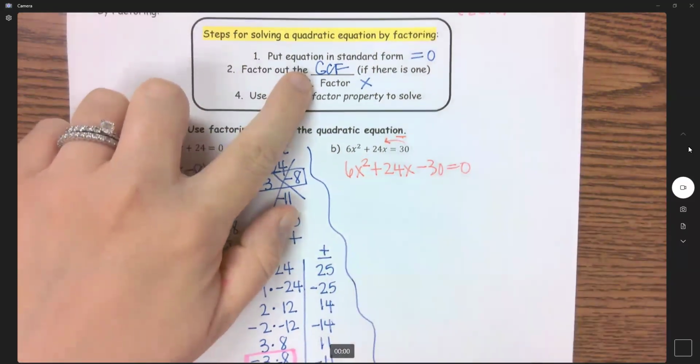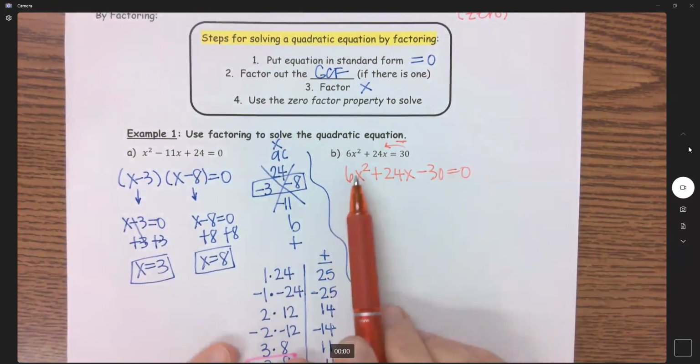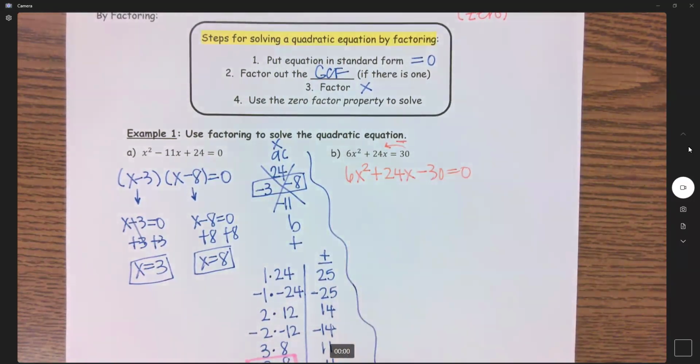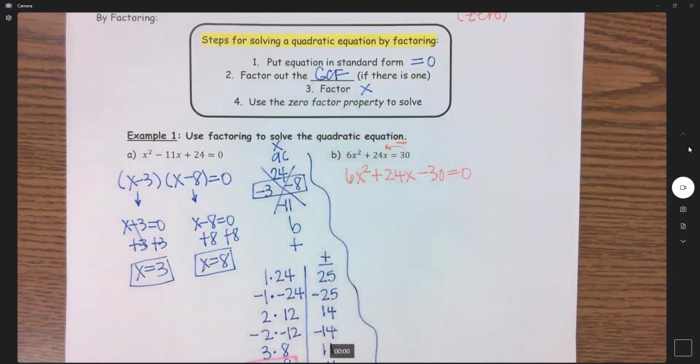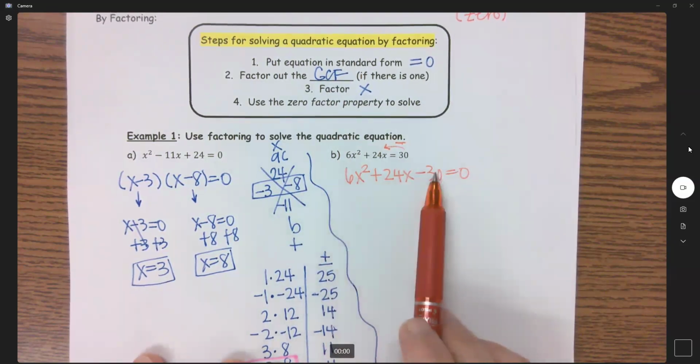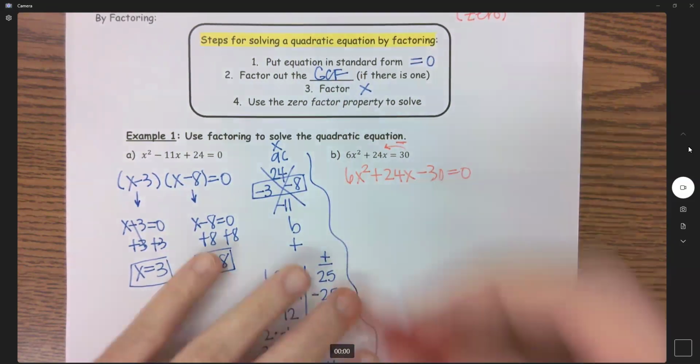Now we need to pull out our GCF. So I'm looking at all 3 of these terms. What number can I divide out of all 3 terms? Now, they are all even, so if you said 2, that is a CF. That's a common factor, but it is not the greatest common factor. If you said 3, same thing, it's a common factor, but not the greatest. The greatest common factor here is 6. All 3 of these numbers are divisible by 6.